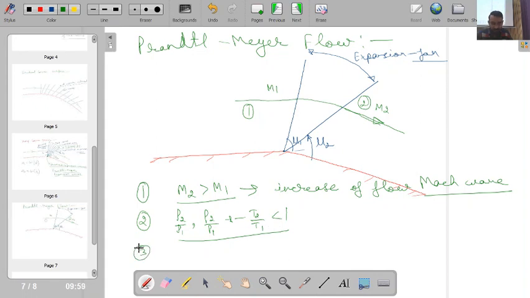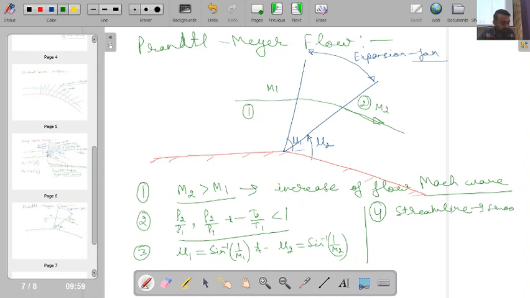Point number 3 is that the expansion fan will be formed in between the forward and rearward expansion waves. One will have angle mu1, which is sine inverse of 1 by M1, and the other will have angle mu2, which is sine inverse of 1 by M2. So an infinite number of weak waves lying between these angles mu1 and mu2 form an expansion fan. Number 4 is that through the expansion fan the streamlines will have smooth and gradual variation.